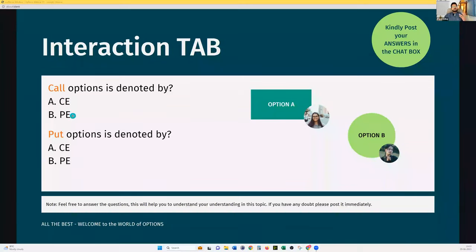Okay, why is it European? See, we have two types of options: call American and call European. So there are two standards of using options. One is the European standard, and the other one is the American standard. In India, we are using the European standard. So we use CE, which is known as call European, and PE is put European. Okay, that's good.